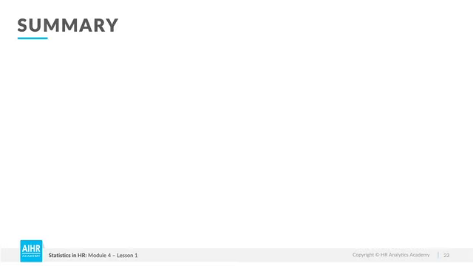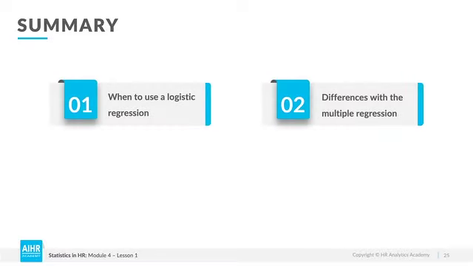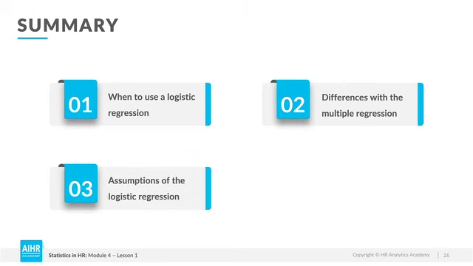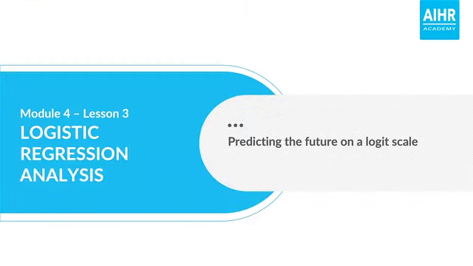So that's it for this lesson. In this lesson, you learned about the logistic regression. Specifically, you learned when it's used, what the differences are between the logistic regression and the multiple linear regression, and the assumptions for the logistic regression. In the next lesson, you will learn about structural equation modeling, which is your first step in understanding how machine learning works with regards to statistics. See you there.